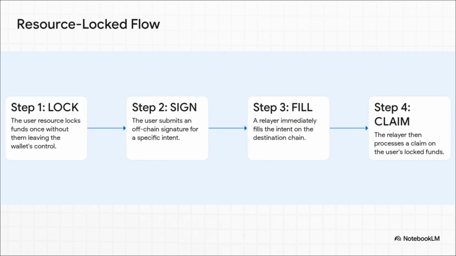Okay, check out this new flow. It's totally different. Step 1, you do a one-time lock of your funds. The key here is they never actually leave your wallet's control. Then, step 2, you just sign a message off-chain for what you want to do. That's it. Now a relayer sees that signature, and because your funds are locked, they can trust it. So they immediately and optimistically go and fill your request on the other chain, using their own capital. And only after your transaction is done do they go back and claim your locked funds as reimbursement. It's a fill first, claim later model, and that changes everything.